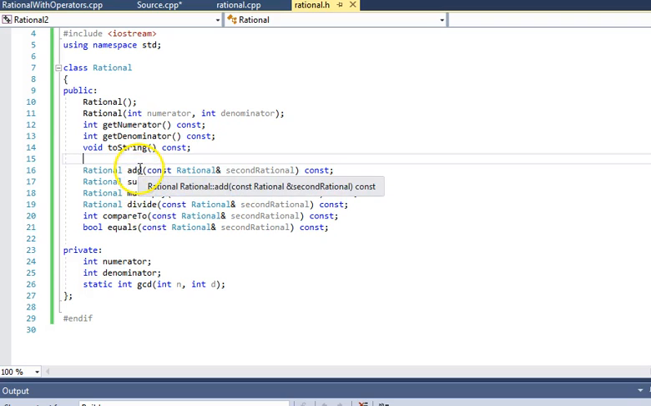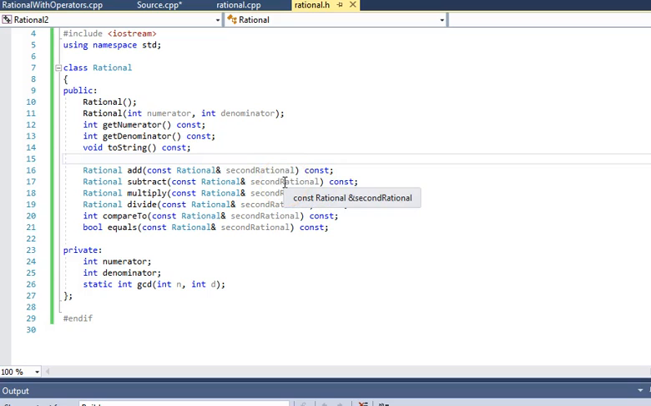For example, the add function here receives a rational object as a parameter and adds this rational object to the calling object, the rational object that's making this call. The result of that addition is returned as another rational object. Same with subtract. Subtract receives a rational object, and this parameter is subtracted from the calling rational object, and the result is returned as another rational object.